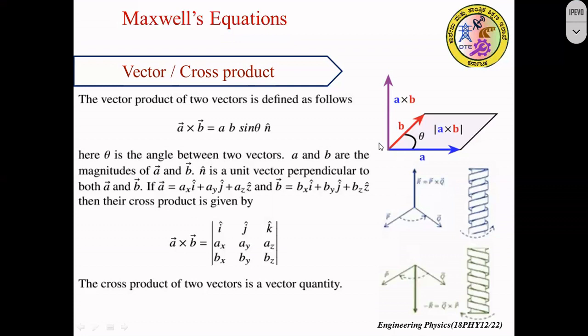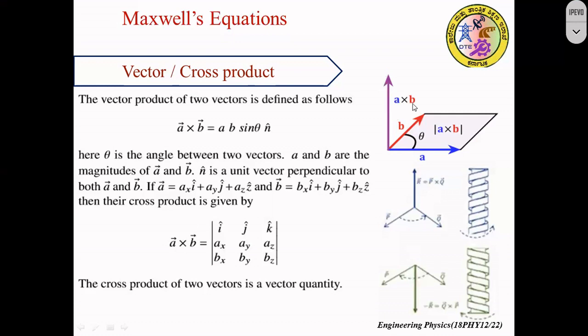Suppose you hold a screw at the junction of two vectors, and you turn your screw in such a way as to move from A to B in the right hand direction, then the direction in which the screw advances gives us the direction of the resultant vector. So here, suppose I place a screw here and turn it from A to B, then the screw advances in the upward direction.